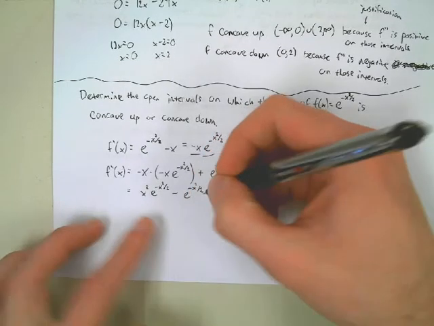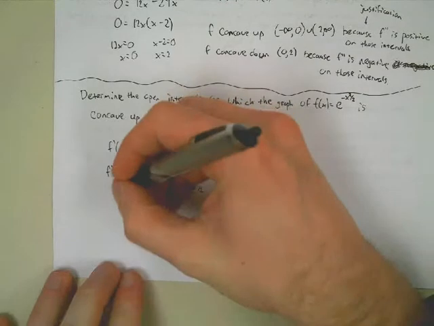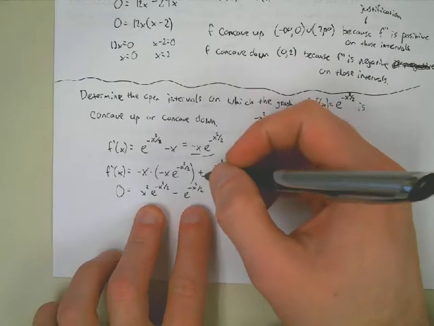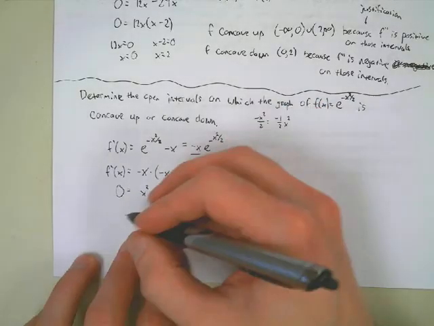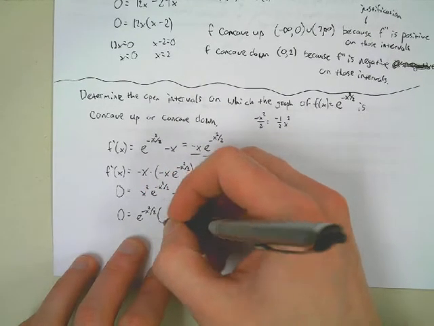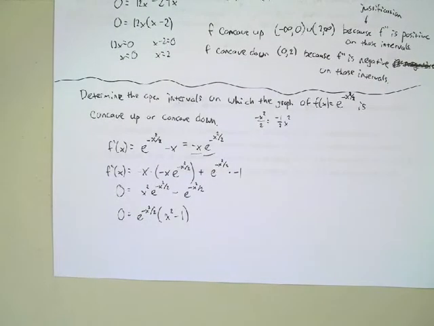Hang on, I'm going to pull out the e to the negative x squared over 2. Factor out the common factor there, e to the negative x squared over 2. Now we're left with x squared minus 1 in parentheses. Oh, that's nice. So then 0 equals x squared minus 1. We set each factor equal to 0. So x equals plus or minus 1. Didn't even finish the problem yet.